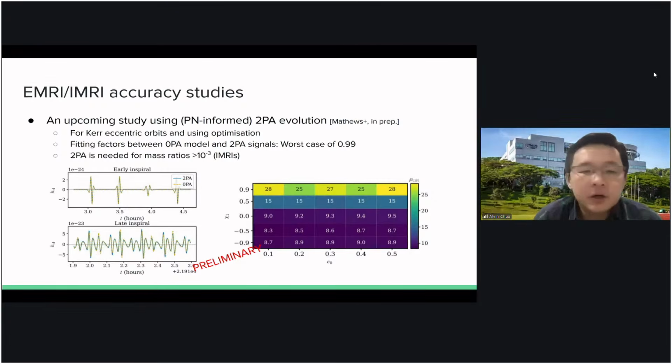Right. Sorry. I didn't have time to explain in detail, but yes, essentially this is for parameter inference.